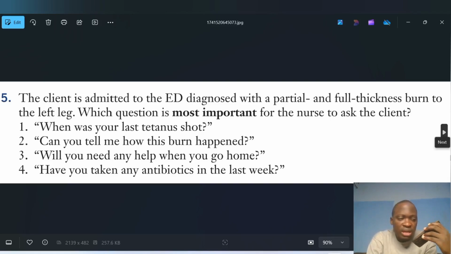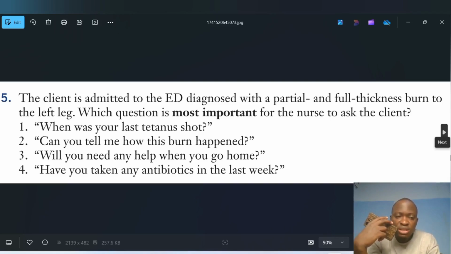Oh my god, tetanus is extremely dangerous. We want to avoid or prevent the Clostridium tetani from getting into these open wounds caused by the full thickness burn. So number 2, can you tell me how this happened?